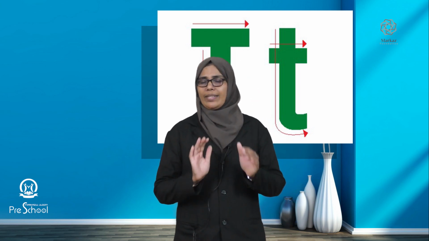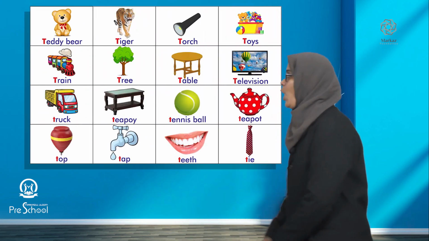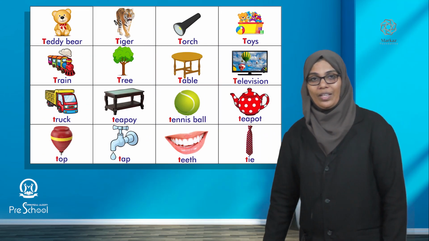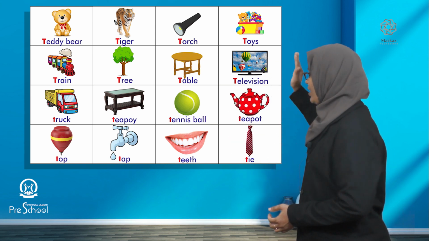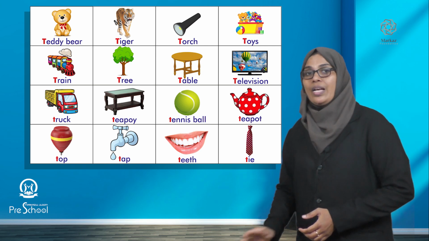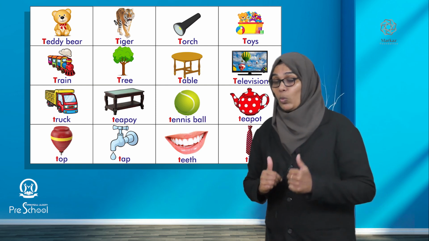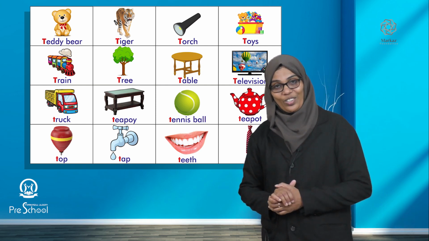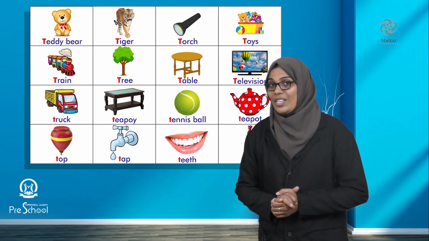Right. So now I just want to recall the names of all the pictures which you have learned last week. Ready? So all the pictures are here on the board. These pictures are there in your textbook also. And all these pictures start with the same letter. Which is that letter? T. And what is the sound of it? T.